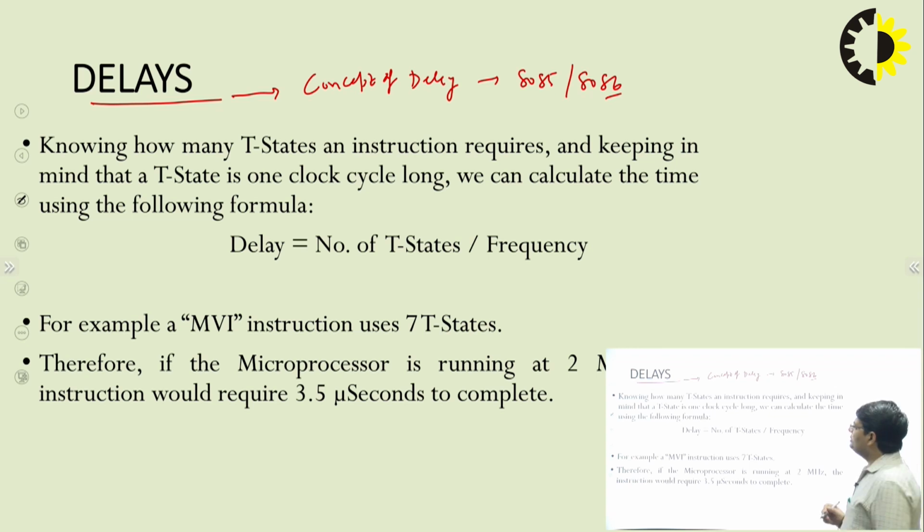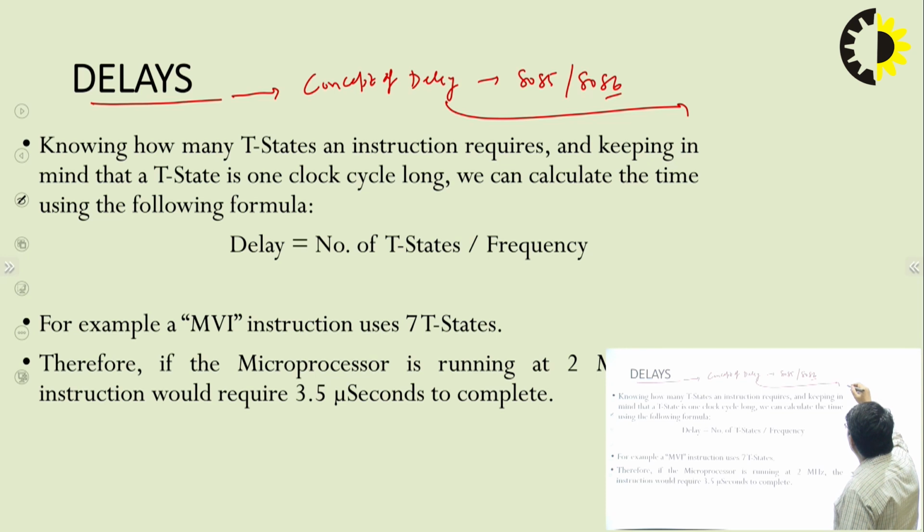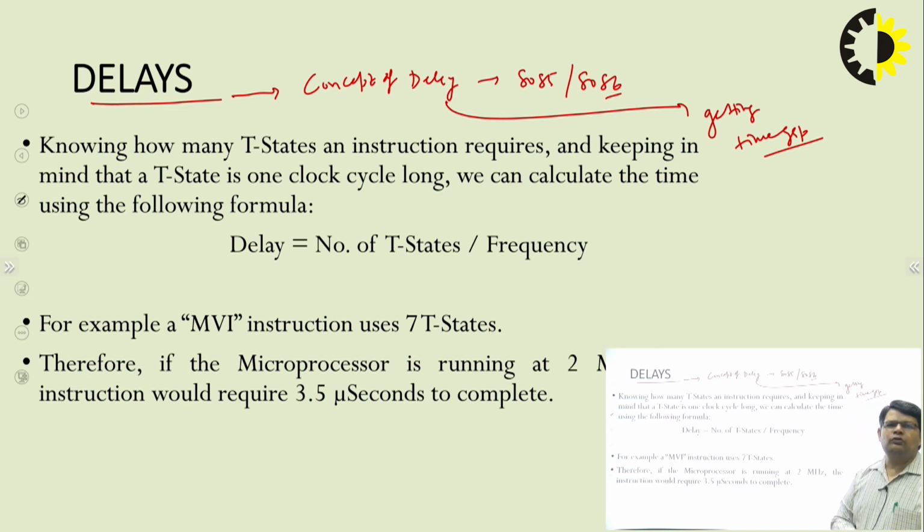So delay is basically getting some time gap. Delay means getting some time gap, or any event is delayed by some amount of time, so that any task can be delayed by a particular amount of time. So that particular time or time gap is known as the delay.